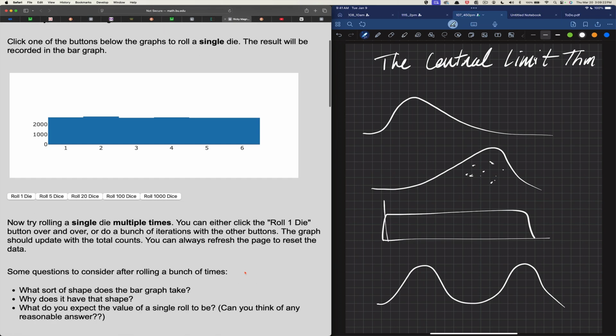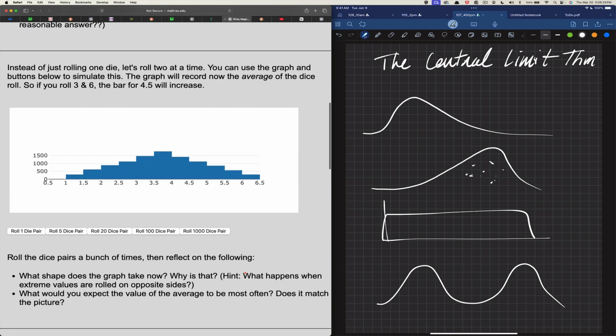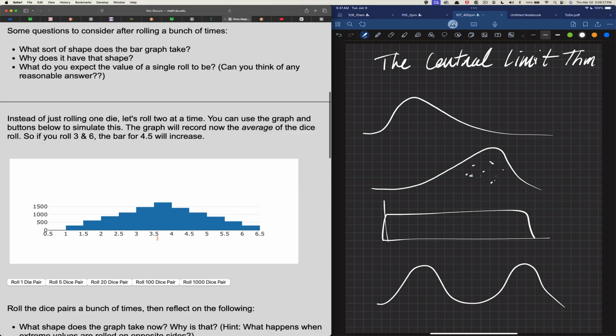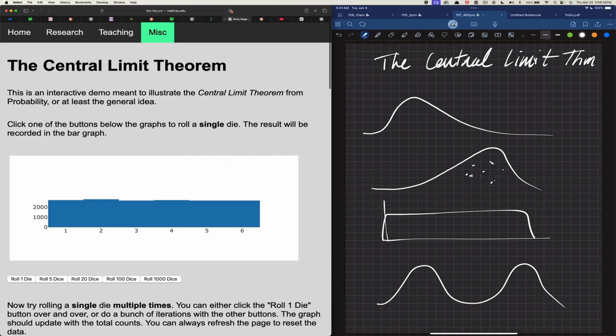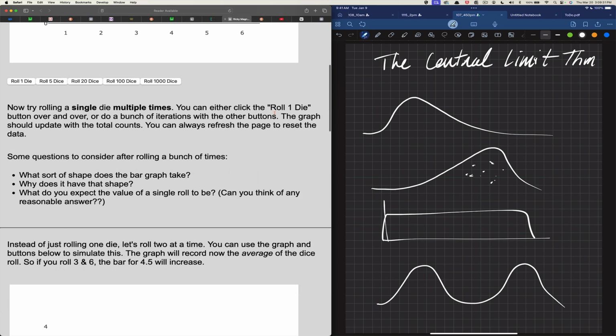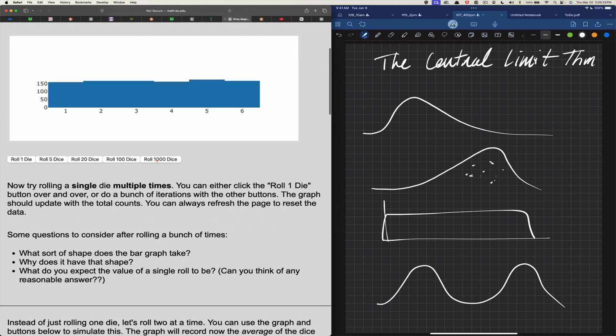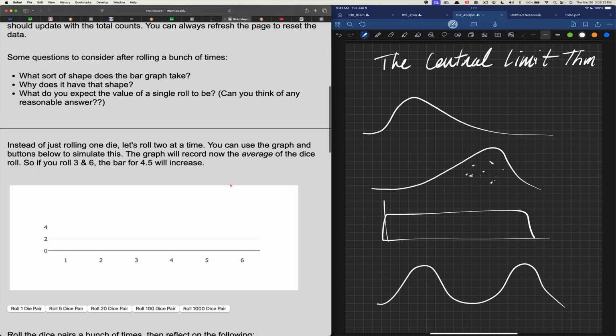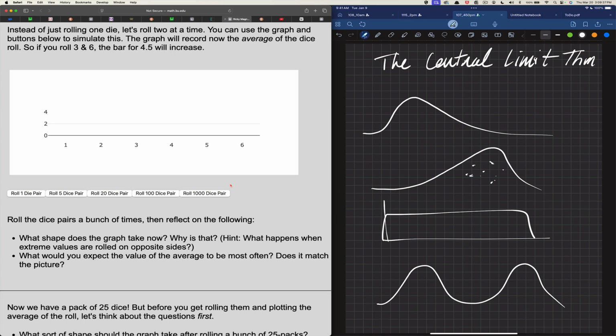Now, I'm going to scroll to this next part. I should clear this. It's some leftover stuff from when I was playing around. I'll put this here in case we need to go back and refer to it. So this little second section, again, you can link and play with it yourself. Instead of just rolling 1 die, let's roll 2 at a time. You can use the graph and buttons below to simulate this.